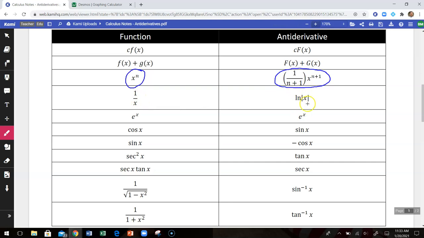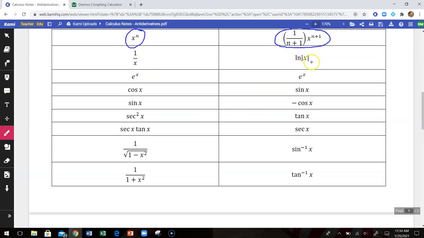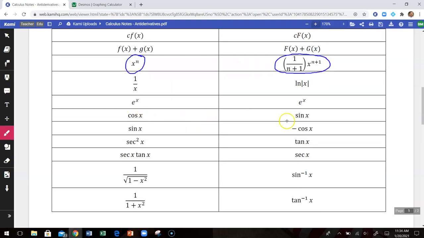And then we get into some of these rules that you probably already are aware of. If you did the derivative of natural log, you get 1 over x. So the antiderivative of 1 over x is natural log of x. You know that the derivative of e to the x is e to the x, so working backwards, we get the same thing. The antiderivative of cosine is sine because the derivative of sine is cosine. However, this next line, if we do the derivative of cosine, we get negative sine. So if I start with sine, my antiderivative has to be negative cosine, so that when I take the derivative of this, I have negative sine, which would give me this positive sine there.